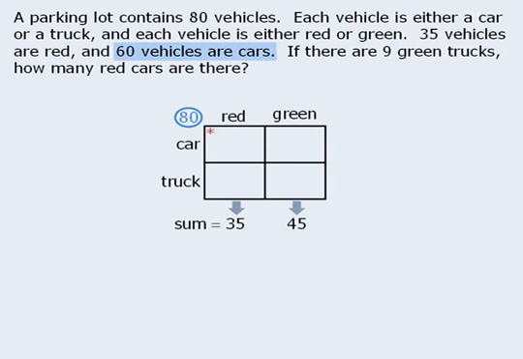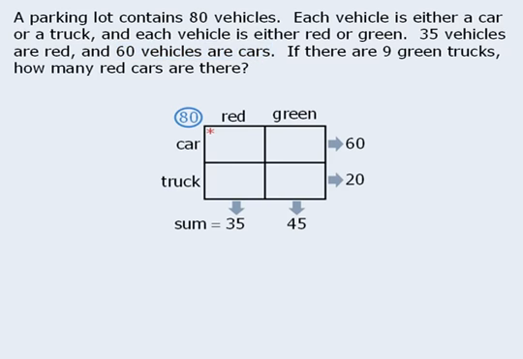Next, we are told that 60 of the vehicles are cars. Now some of these 60 cars are red cars and some are green cars. So we can't place any of the cars in either of the two individual boxes. However, we do know that the sum of these two boxes must be 60 since we have 60 cars altogether. Now if there are 80 vehicles in the parking lot and 60 of them are cars, then the remaining 20 vehicles must be trucks. So the sum of these two boxes must be 20.